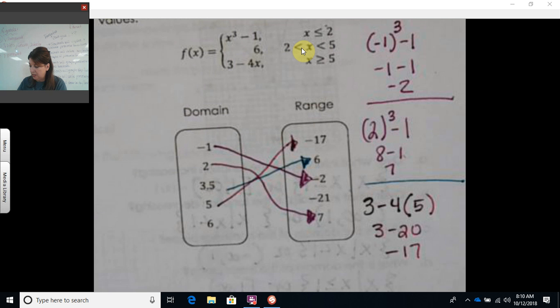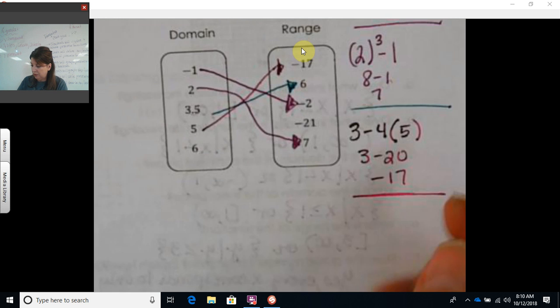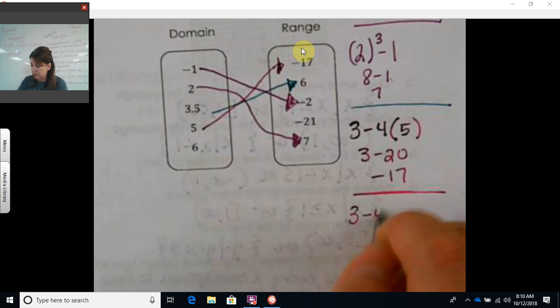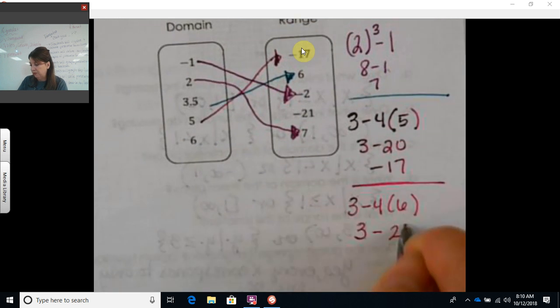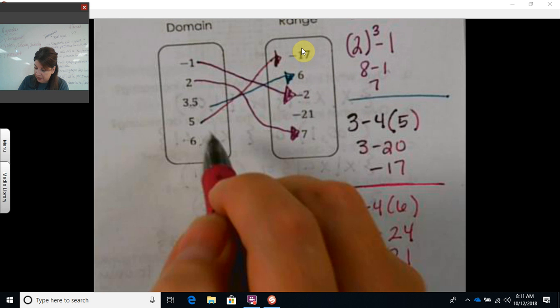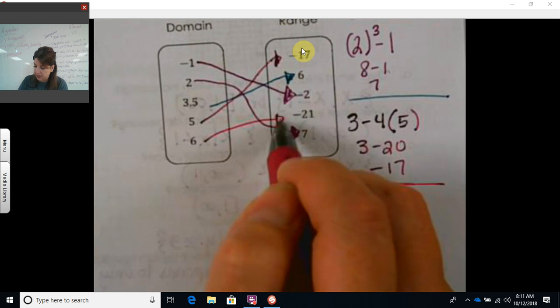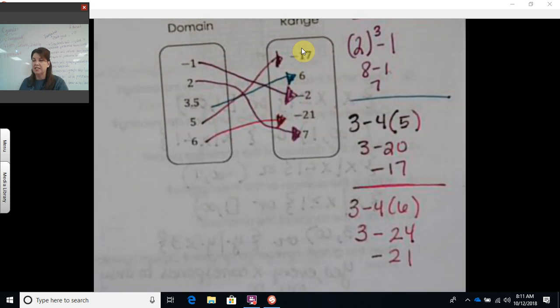And then I'll substitute 6 into where? The bottom one. 3 minus 4 times 6 is 3 minus 24, which is negative 21. So when my domain is 6, my range is negative 21. Easy enough, right? Yes. So we only have one more little piece to do, and then I'll give you your assignment. I told you I'd be finished by 8:30. Anybody have a question about that? So easy.